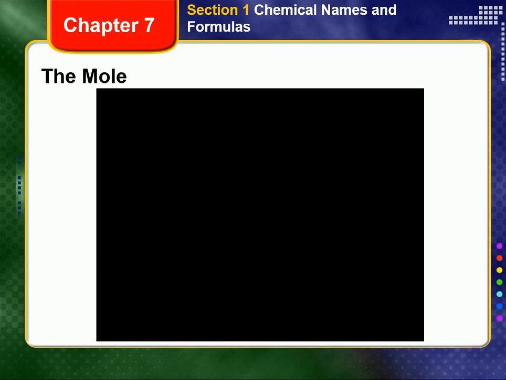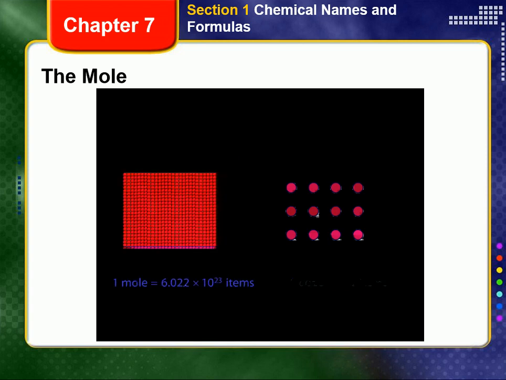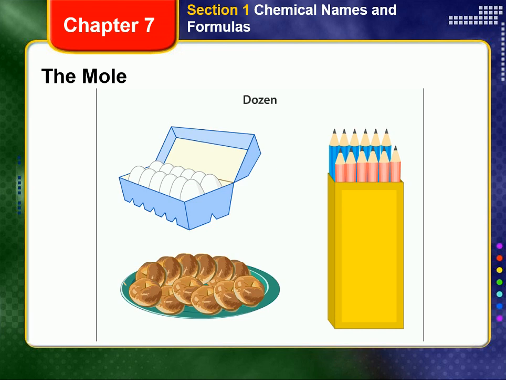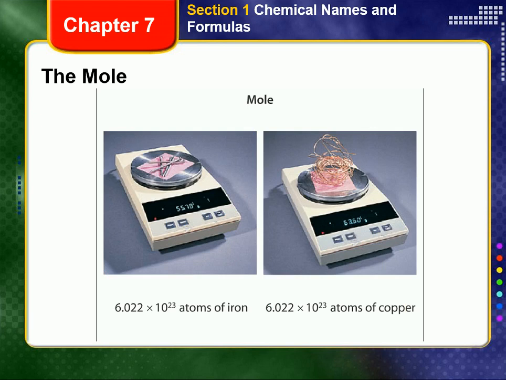A mole is a quantity similar to a dozen. There are 12 items in a dozen, and 6.022 times 10 to the 23rd items in a mole. A dozen eggs, a dozen bagels, and a dozen pencils have different weights or masses and have different properties. The term dozen tells you that there are 12 of the item. Similarly, a mole of iron and a mole of copper have different masses and have different properties, but both represent the same number of atoms, 6.022 times 10 to the 23rd atoms.